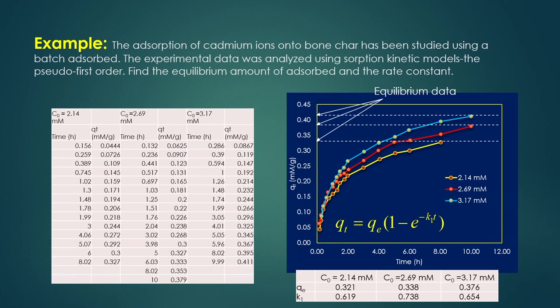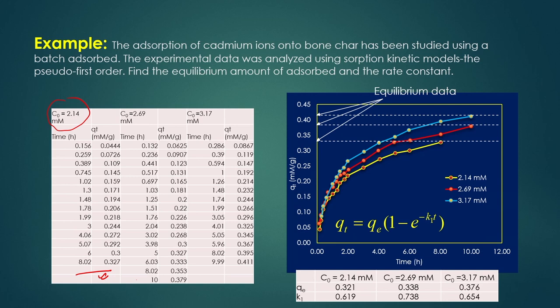Here in this table, for different initial concentrations of the solute, the Qt versus time values are given. You will see the first two columns show time versus Qt with respect to initial concentration C0 at 2.14 millimole, and similarly in the third, fourth, fifth and sixth columns the Qt versus time values are given for the respective initial concentrations C0. So, based on this experimental data you have to find the Qe value and also the rate constant.